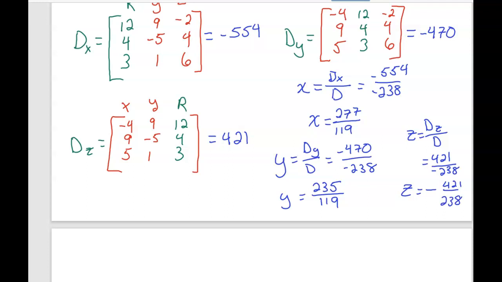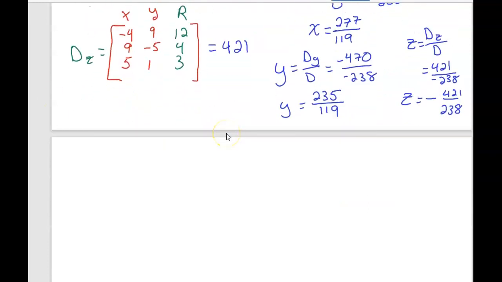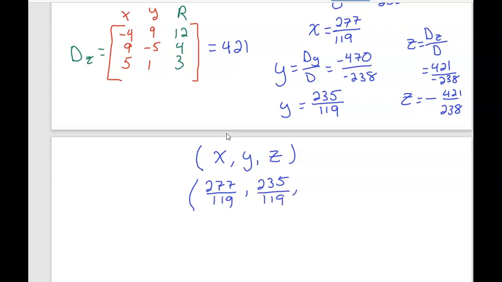And your final answer is always written in, if you just have two variables, x, y, ordered pair, this is going to be an ordered triplet, x, y, z. So you're going to have 277 over 119, 235 over 119, and a negative 421 over 238.